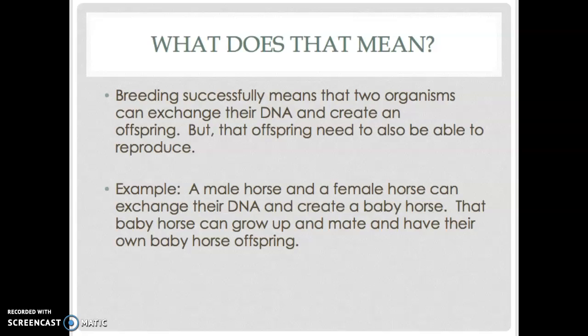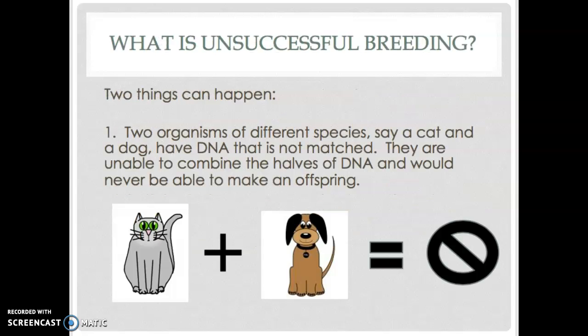So you should ask then, what is unsuccessful breeding? Okay. Unsuccessful breeding has two choices, really. The first choice is you have two animals, maybe from a different species. So in the picture I have a cat and a dog. Cat DNA and dog DNA do not match up. Their traits are not similar enough. Their genes would be in different locations.